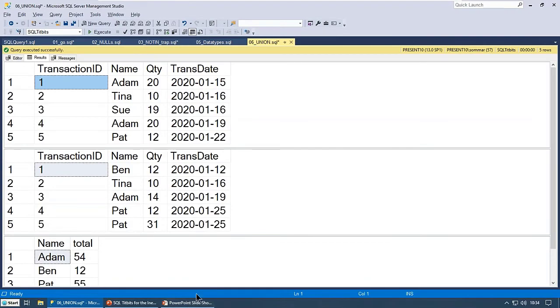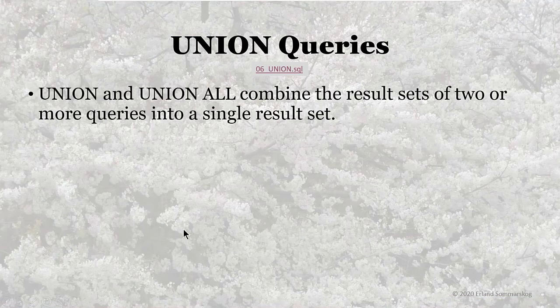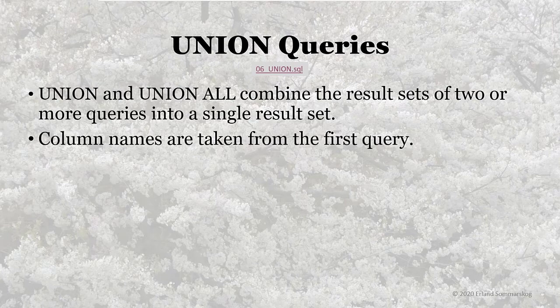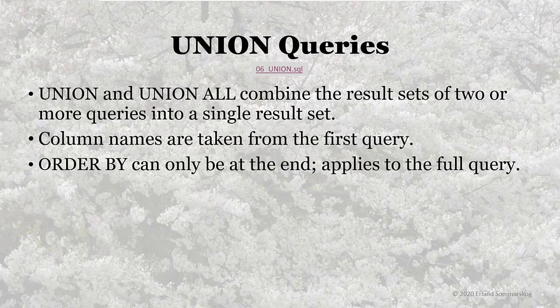So let's summarize this on our slides. Union and union all combine the result sets of two or more queries into a single result set. And the column names are taken from the first query. The order by can only be at the end, and it applies to the full union query. Here in this example, I only had 2, but you can have 5, 6, 10. It's quite powerful, I'm telling you. And most of you have probably used this in some application at some point.